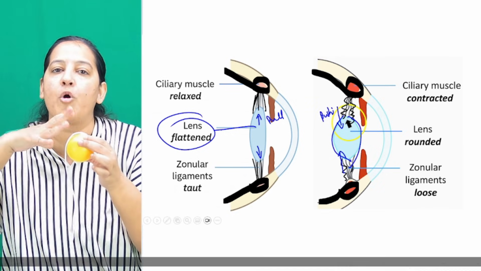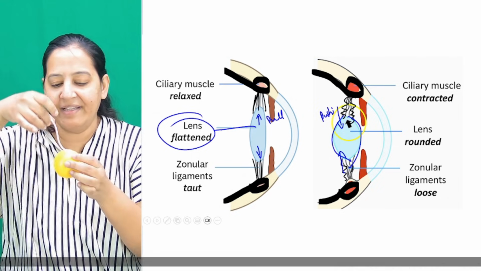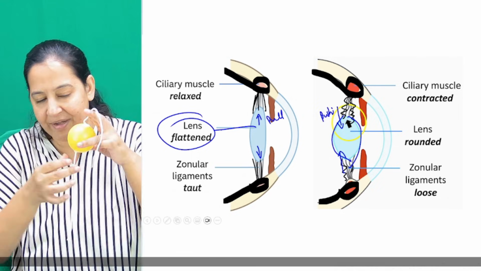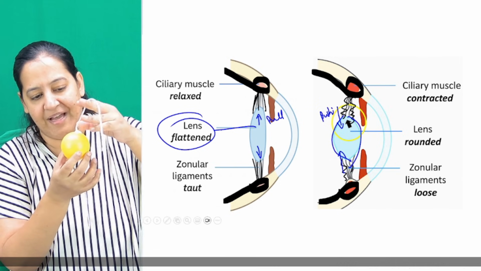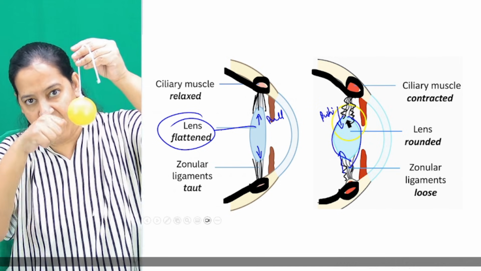Okay, it's a ping pong ball, the smiley ball. And these are the zonules. I am having only one thread, but imagine multiple zonules are there. You can imagine, when they are tightened.